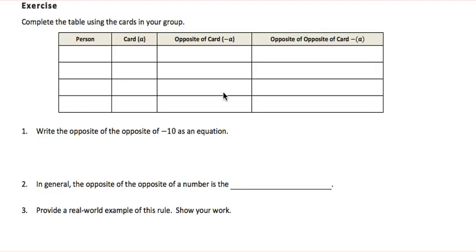To finish Lesson 5, you'll be selecting cards. If you're doing this on your own, you can simply select a variety of different integers for your first card. Then you'll write what the opposite of the card is, and then write what the opposite of the opposite of the card is as well. Finally, after you complete 1 and 2, you'll need to give a real-world example of this rule and complete the problem set.